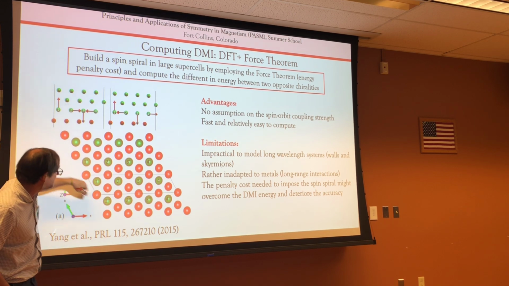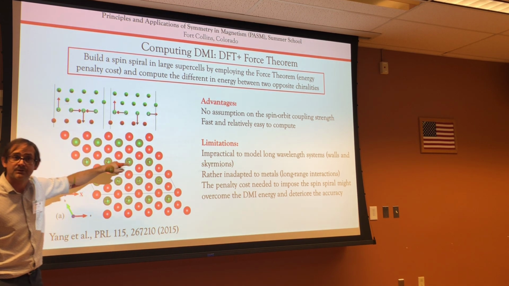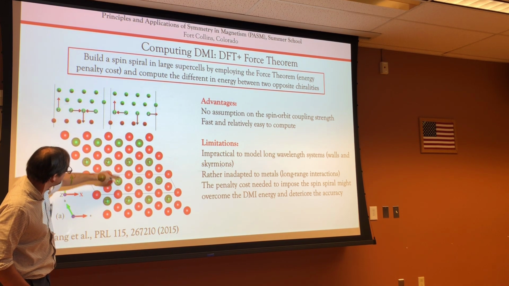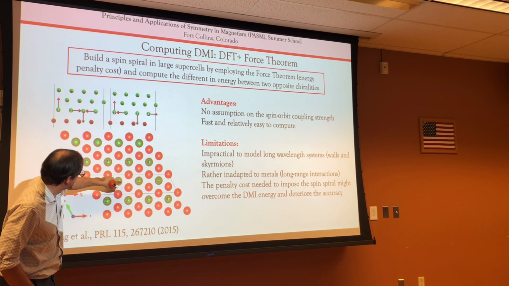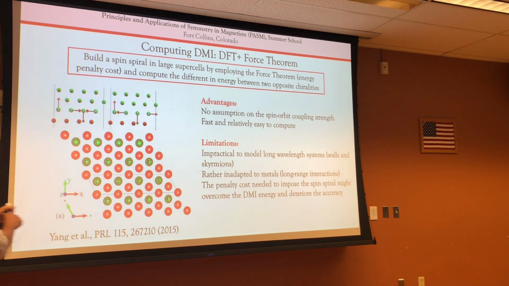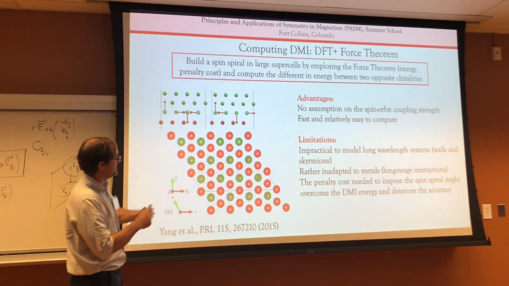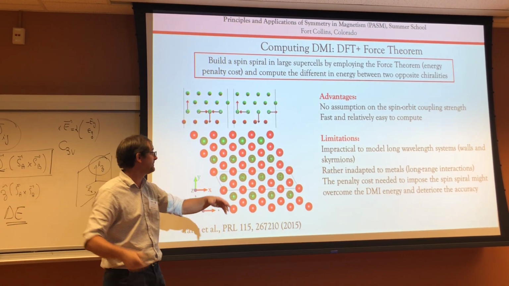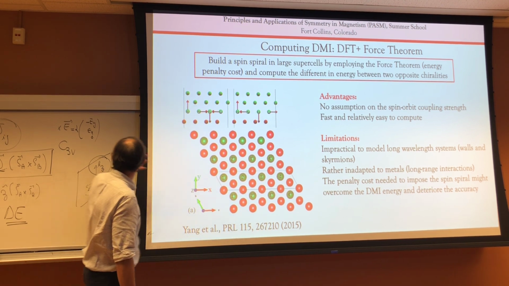So you have many nearest neighbors. In principle, what you should do is determine, assuming a form of the Dzyaloshinskii-Moriya interaction, its hypothetical contribution to the total energy of the system. And then you can deduce a coefficient.